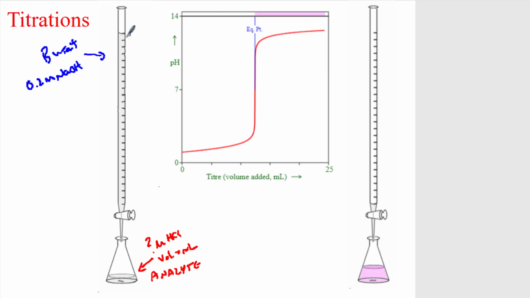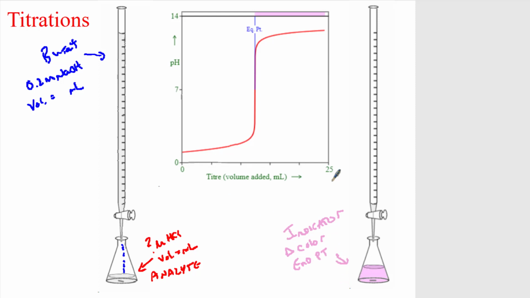Well, guess what we're going to do? We're going to start drippity-dropping this base in, and we're going to use a specific amount of this base, a specific volume of this base in milliliters, in order to get this analyte to change color, okay? So if we use an indicator and we change the color of it, that is called the end point of the titration, the end point of the titration.